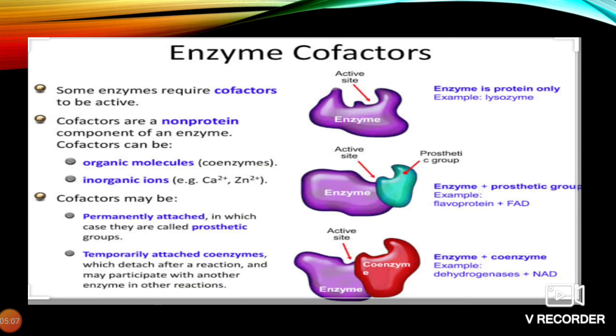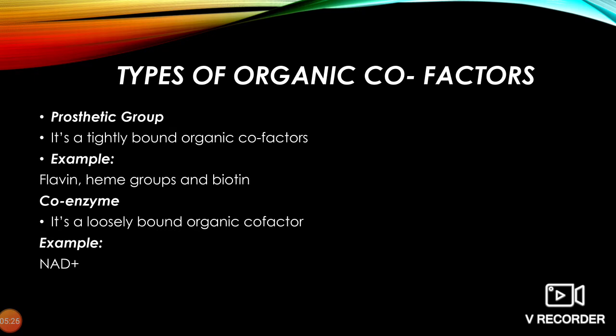In the given image of enzyme cofactors, some enzymes require cofactors to be effective, while the cofactors are a non-protein component of an enzyme. Organic cofactors may be organic molecules, while inorganic ion cofactors may be permanently attached or temporarily attached. The next one is about the types of organic cofactors. We have the prosthetic group. It's a tightly bound organic cofactor, for example, flavin, heme groups, and biotin. While the coenzyme is a loosely bound organic factor, for example, NAD+.